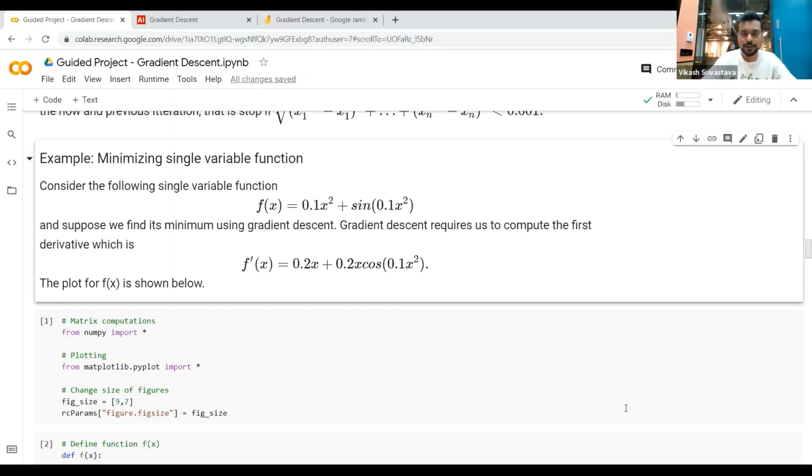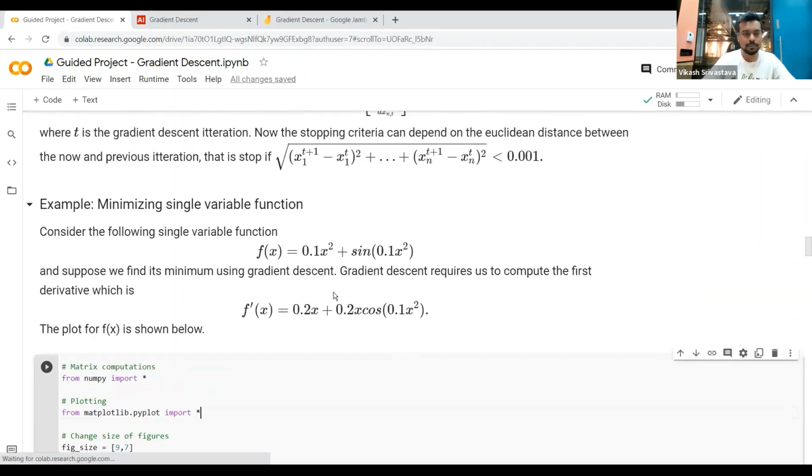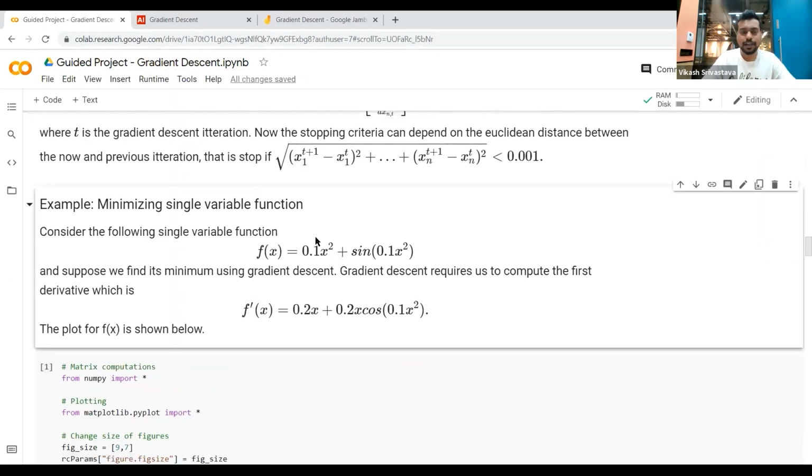Okay, so in our Python implementation, I have taken the function f(x) = 0.1x² + sin(0.1x²). This is the function we have, and we need to find the minimum of this function using gradient descent. Of course, we don't want to go through the analytical route. We want to go through the numerical approach, and that is where we'll be using the gradient descent algorithm.